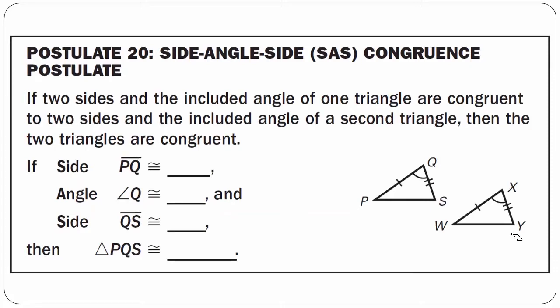Postulate 20, side angle side, or SAS congruence postulate. If two sides and the included angle of one triangle are congruent to two sides and the included angle of a second triangle, then the two triangles are congruent.